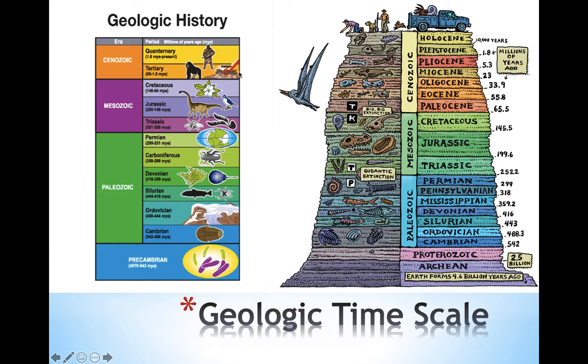And then we reach the modern era, where organisms that we recognize today started to evolve, the age of mammals. So this is the concept of superposition again. As you go back in time, you can see the progression from simplistic to more complex, as you go forward in time, I should say.